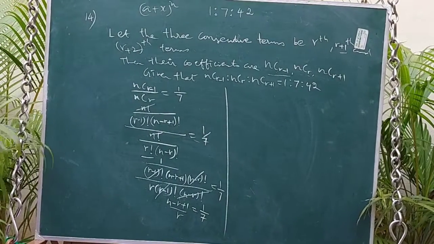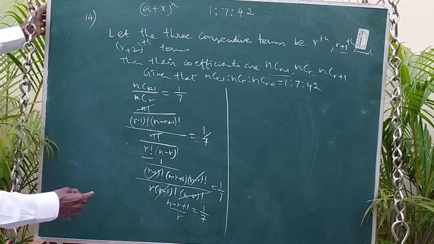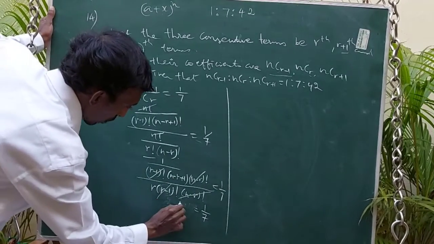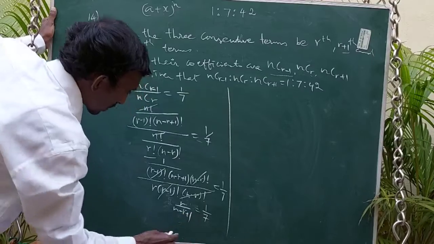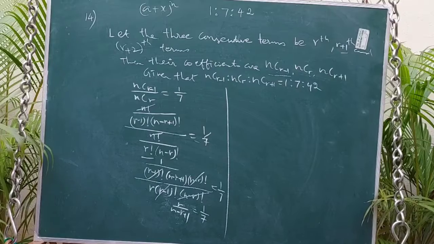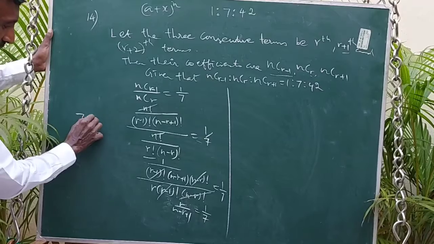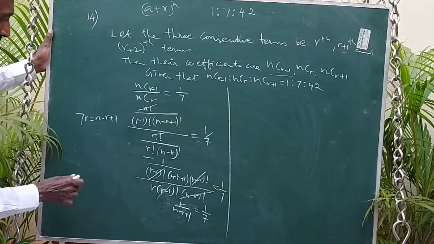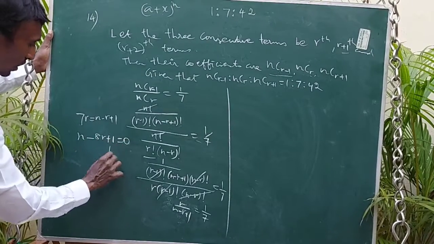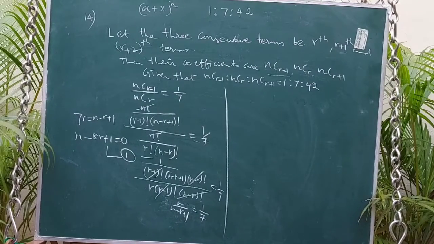So cross multiply and simplify, what we get there. Okay, so sorry my student, by r it goes to the numerator and it comes to the denominator. So r by n minus r plus 1 equal to 1 by 7. If we cross multiply, we are getting 7r equal to n minus r plus 1. So if we interchange, n minus 8r plus 1 equal to 0. Take it as equation 1. N minus 8r plus 1 equal to 0.